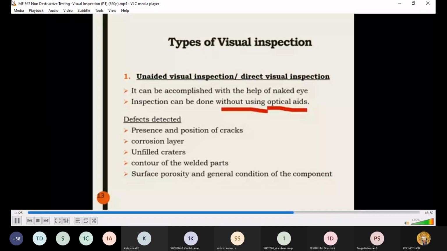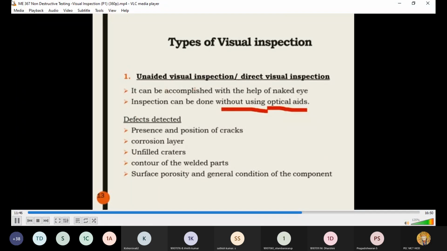First one, the presence and position of cracks on the surface, corrosion layers on the surface, unfilled craters on the surface, the contour of the welded parts, surface porosity, and general condition of the equipment. All these defects can be found out using direct or unaided visual inspection.